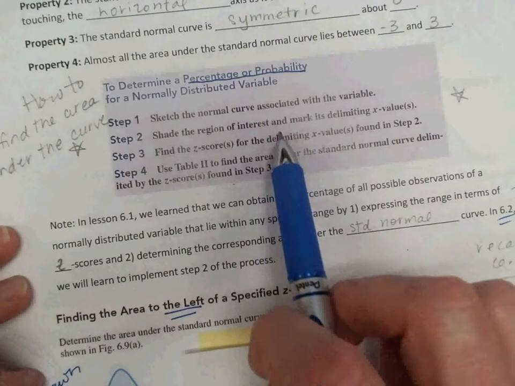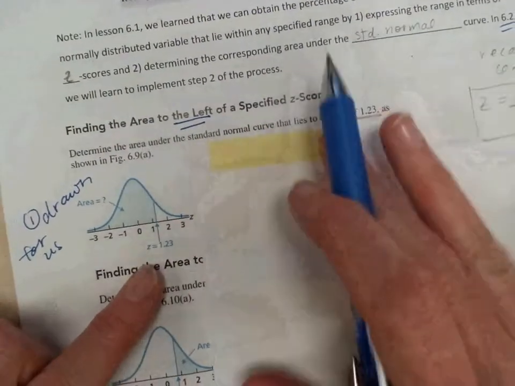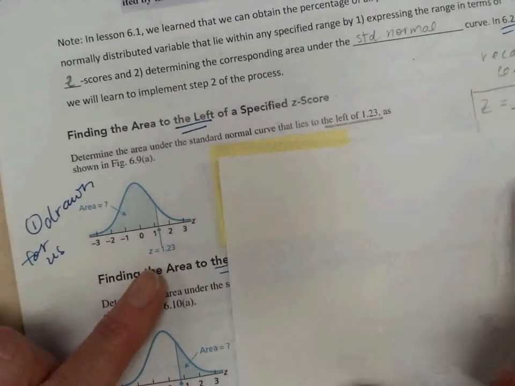Next step is shade the region of interest and mark its delimiting x values. The x value has been converted to a z-score.